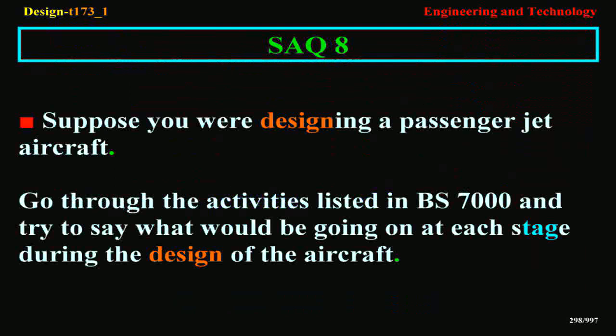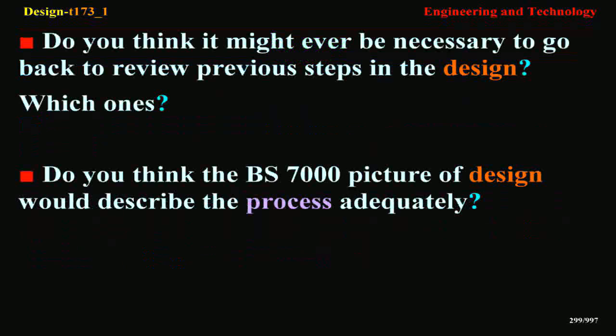SAC 8. Suppose you were designing a passenger jet aircraft. Go through the activities listed in BS 7000 and try to say what would be going on at each stage during the design of the aircraft. Do you think it might ever be necessary to go back to review previous steps in the design? Which ones? Do you think the BS 7000 picture of design would describe the process adequately?